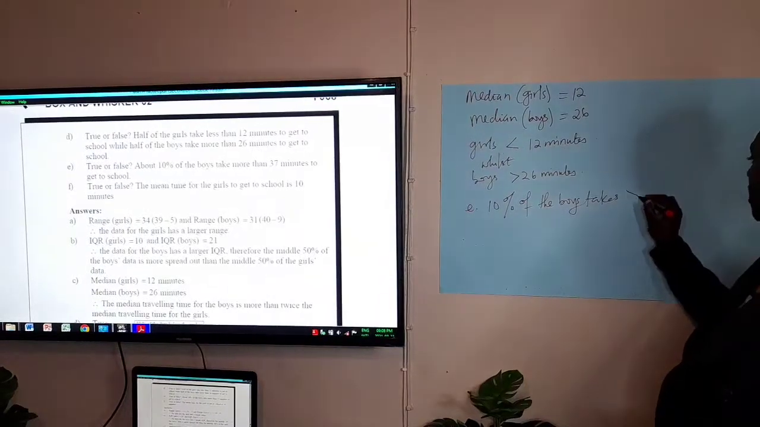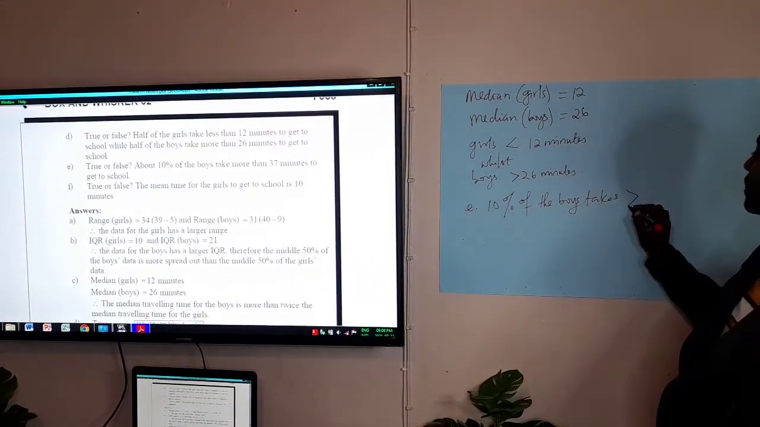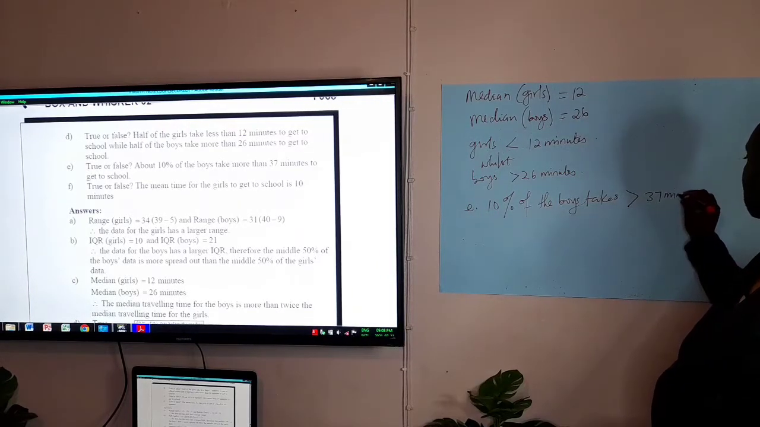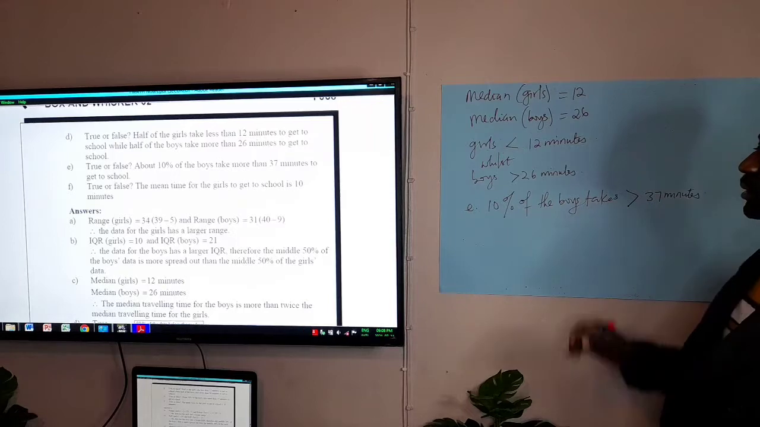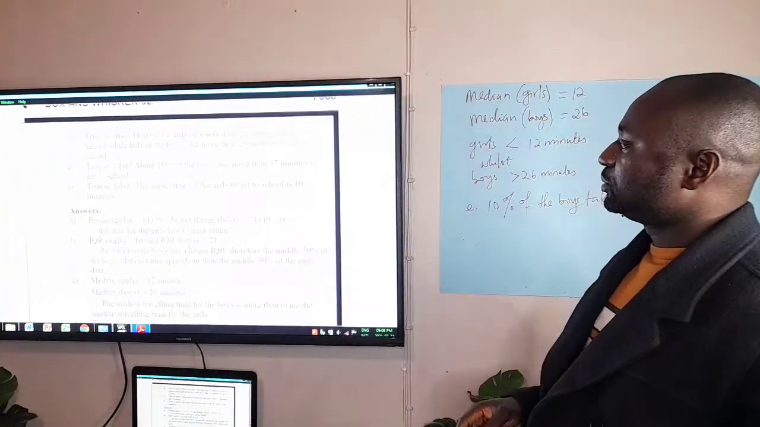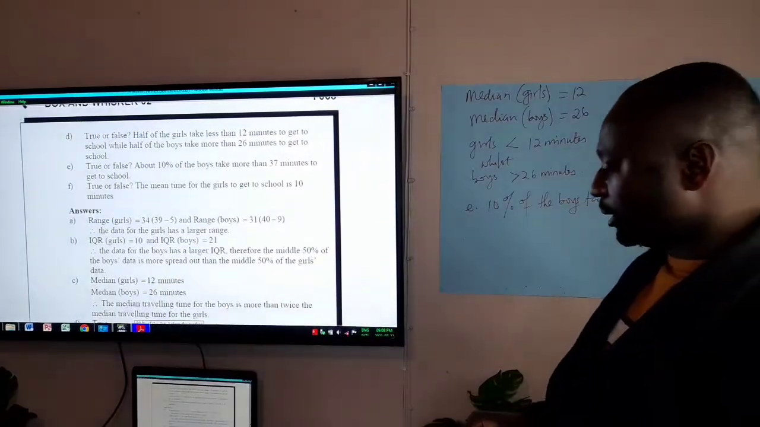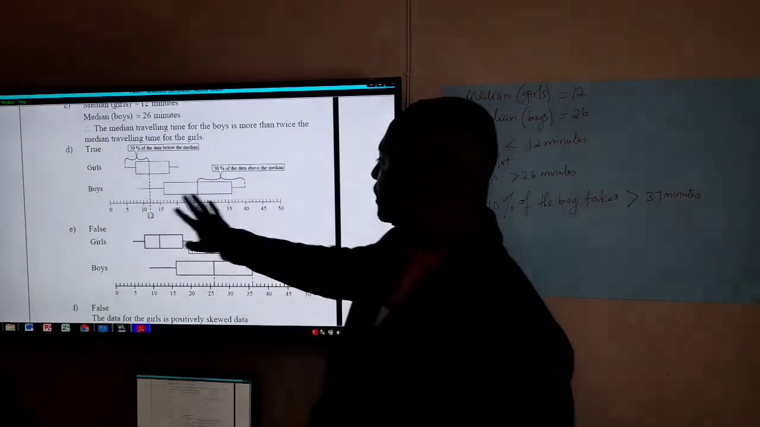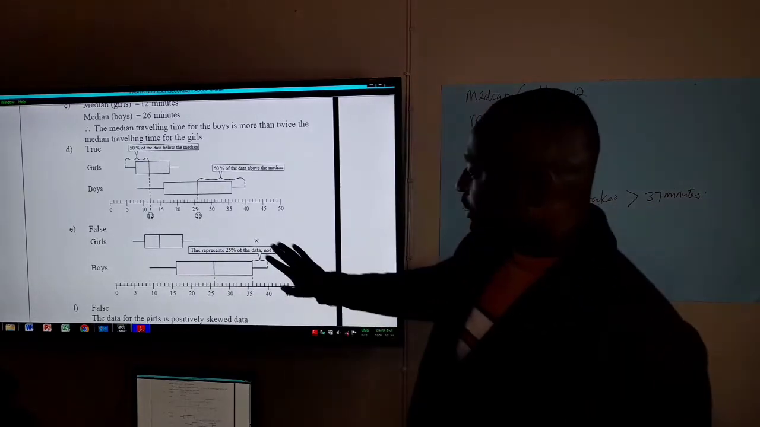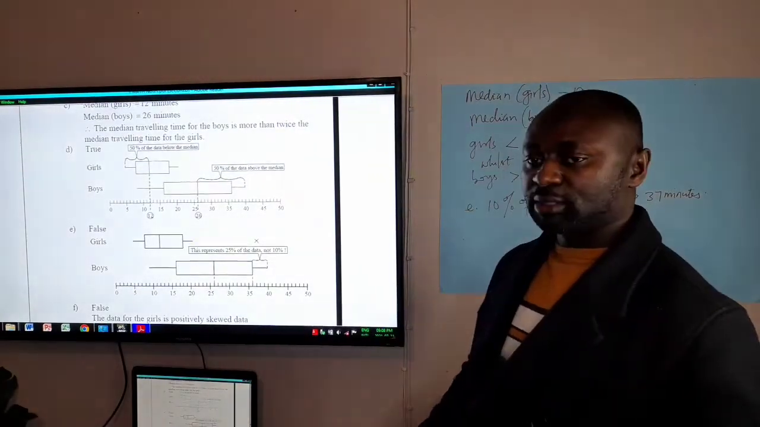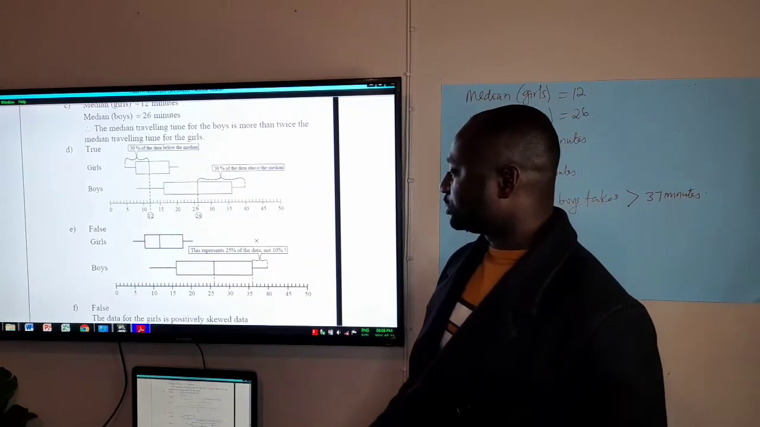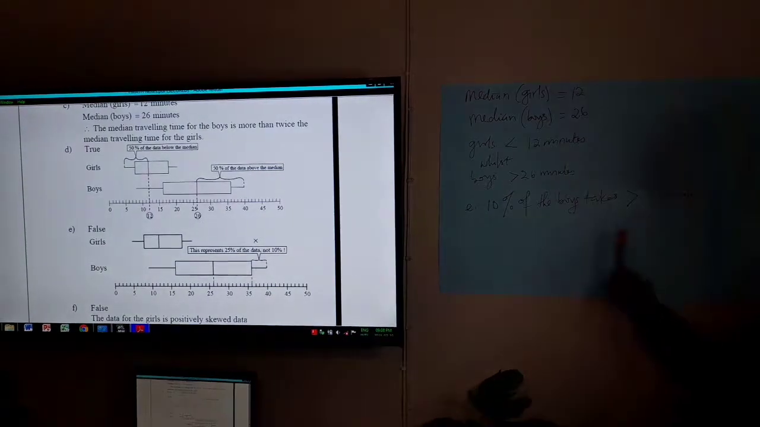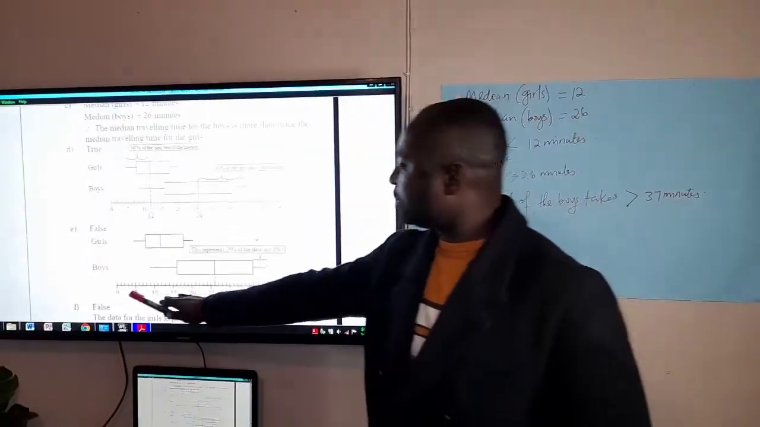takes more than 37 minutes. When I use the greater than symbol, it simply means more than 37 minutes to get to the school. Now let's go to our solution and check if that is true using this E. The same box and whisker diagrams are drawn. Now the question talks about 10% of the boys takes more than 37 minutes. So now we will have to look for 37 minutes.